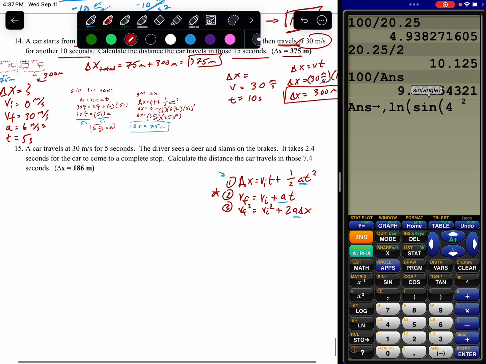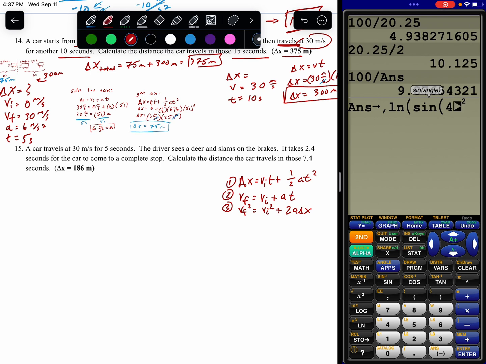Let's take a look. Let me erase all the annotations that we have on here, all the underlines, all that stuff. A car travels at 30 meters per second for 5 seconds. The driver sees a deer and slams on the brakes. It takes 2.4 seconds for the car to come to a complete stop. Calculate the distance the car travels in those 7.4 seconds.